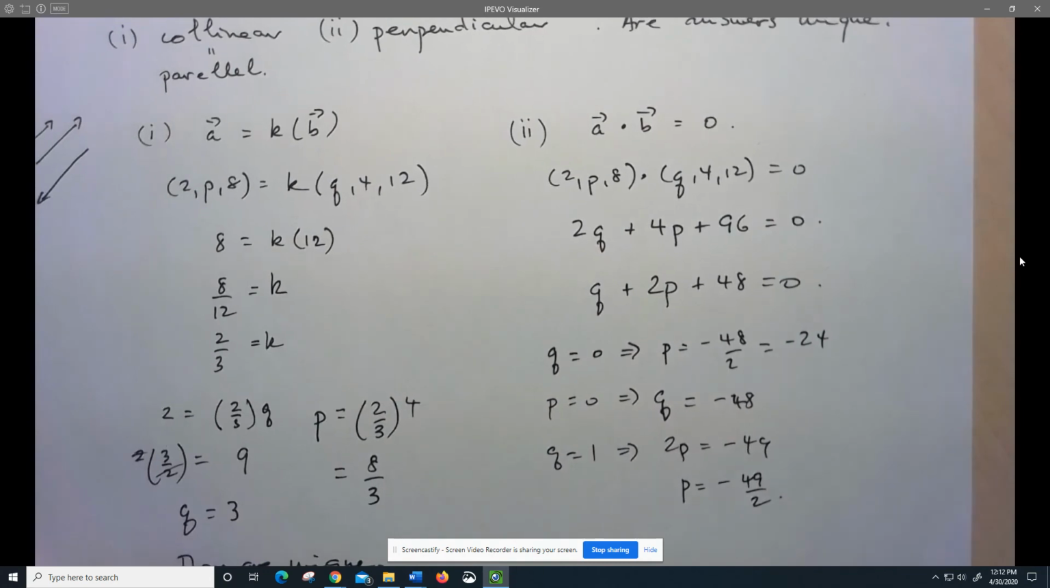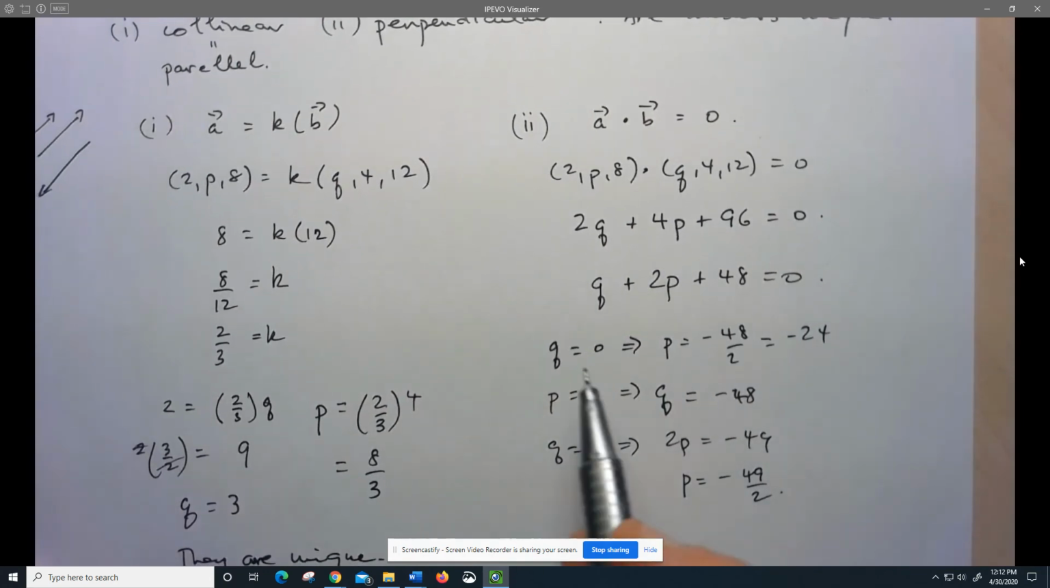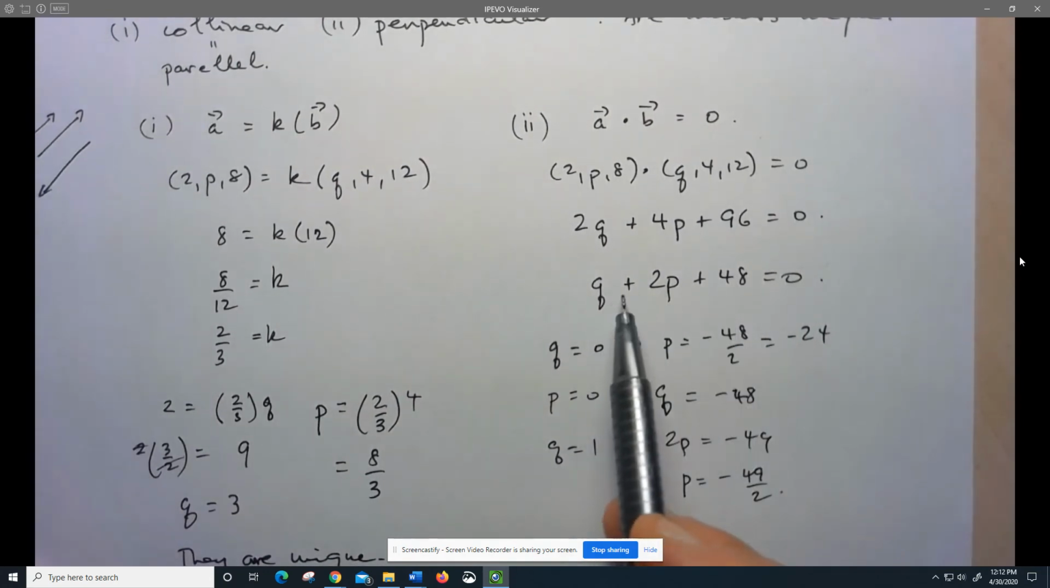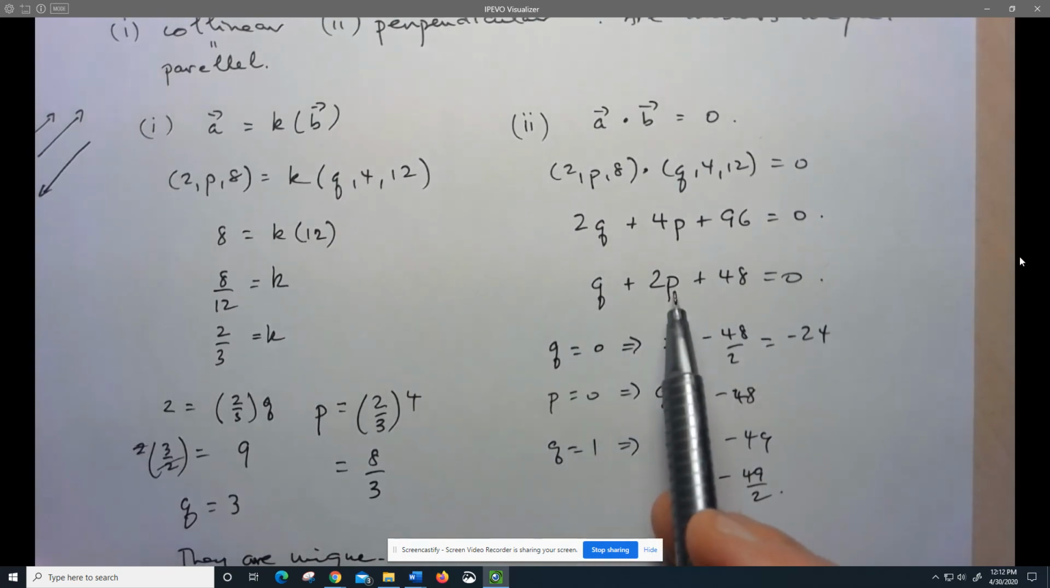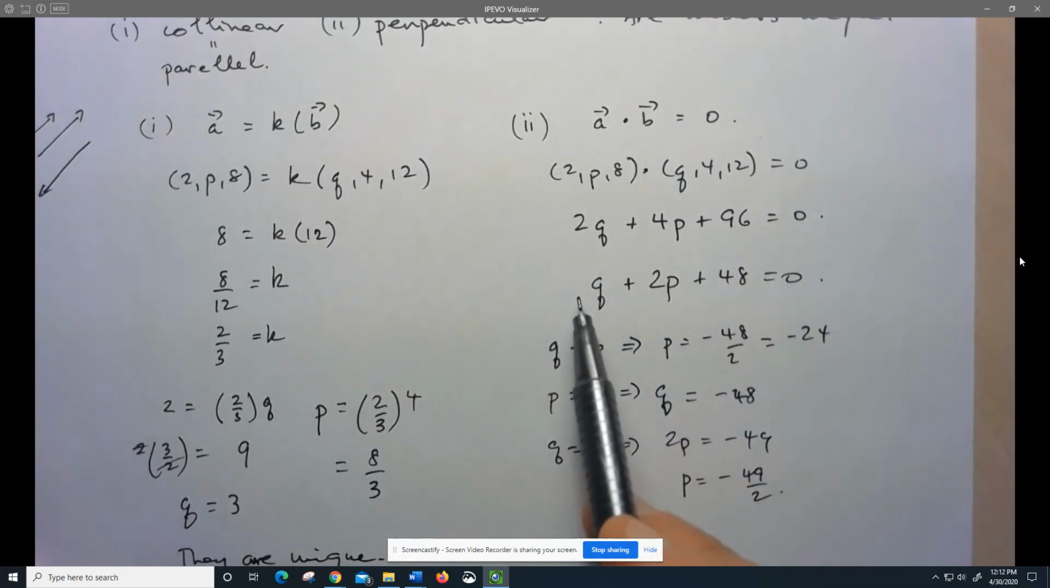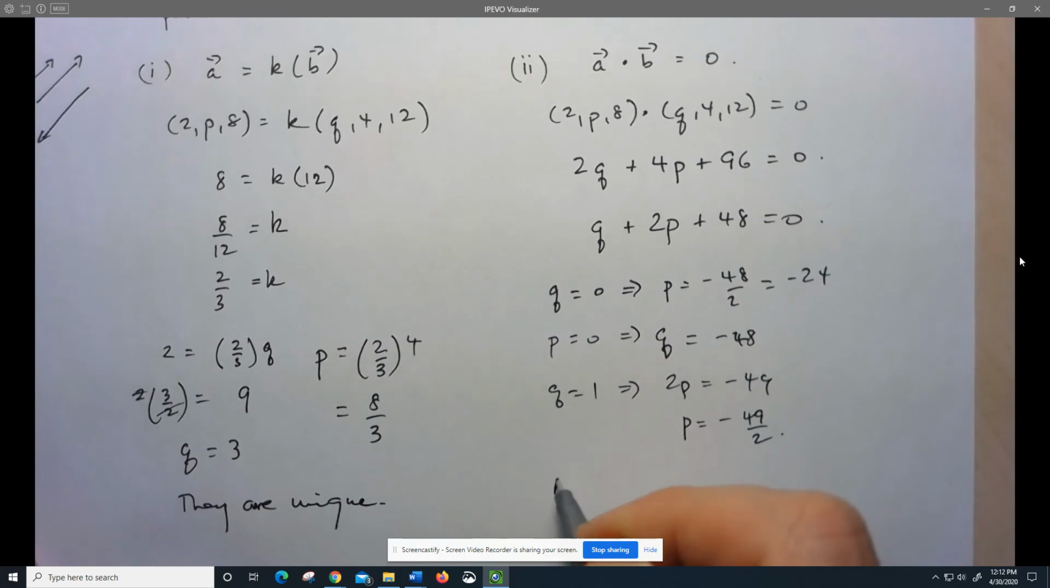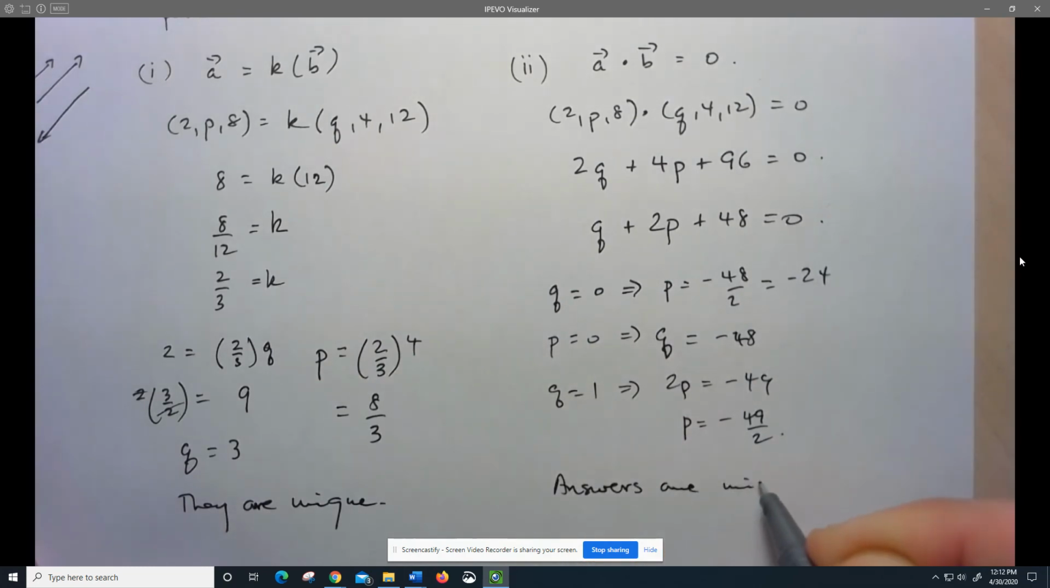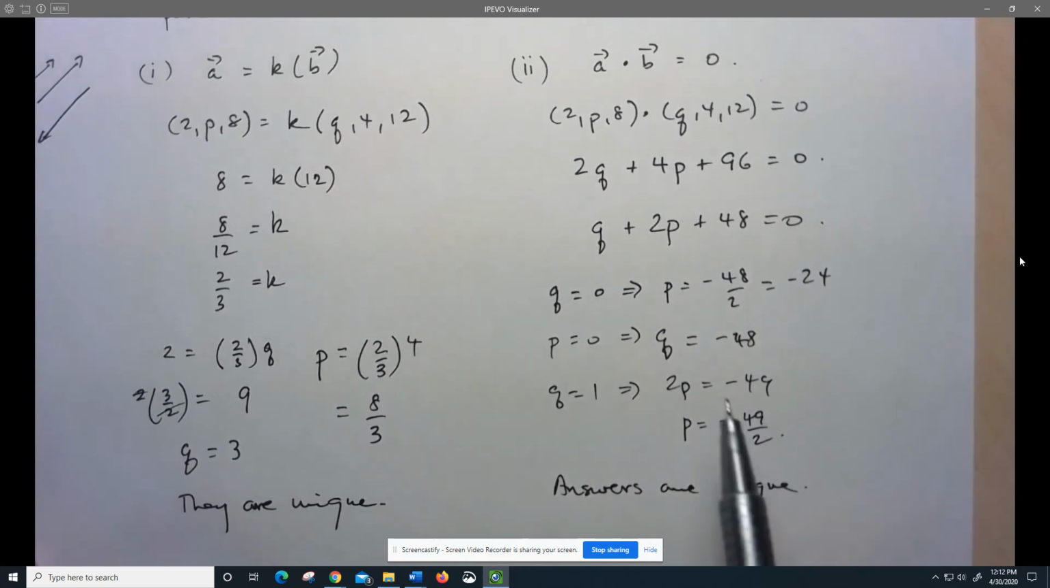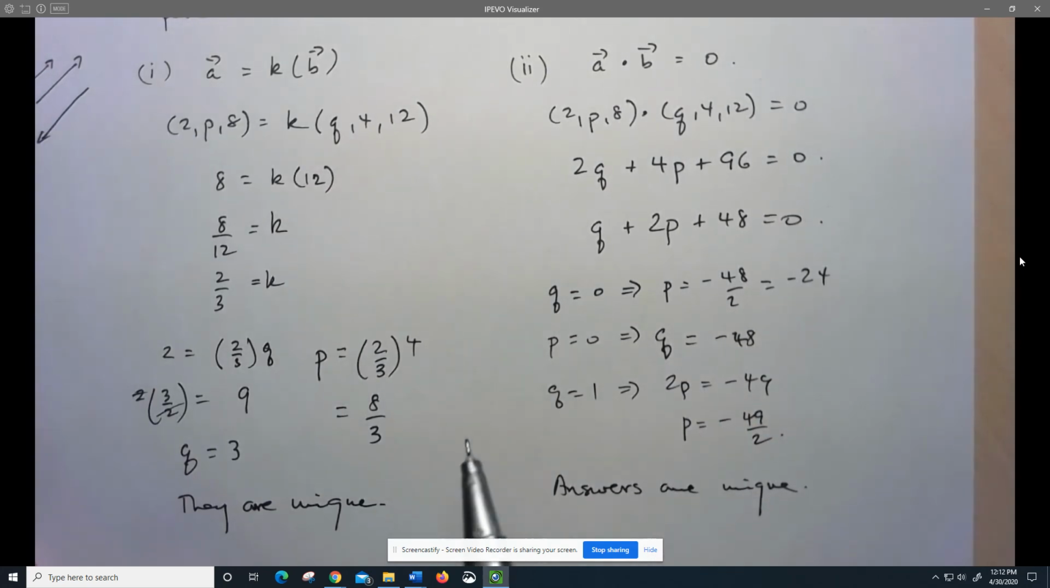And I could keep coming up with infinitely many answers, because there's infinitely many combinations of P and Q that satisfy this equation. So here, answers are not unique. And in fact, I've shown that by finding 3 different possibilities.